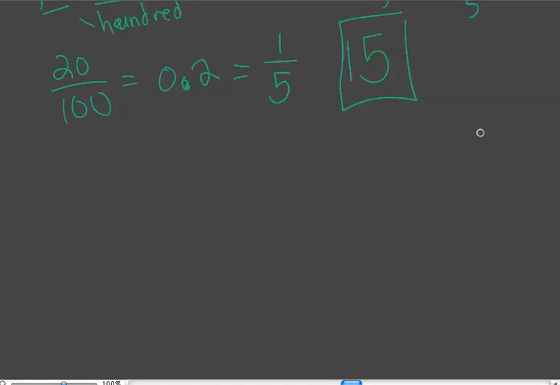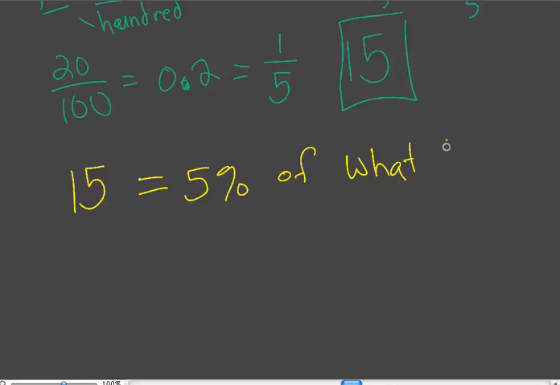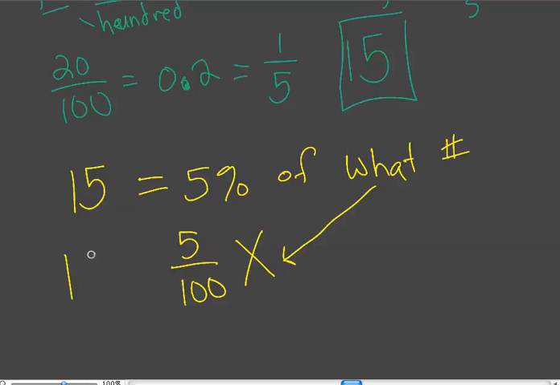So the other part of the question is, okay, well, that 15, right? That 15 is 5% of what number? What number? Okay, so, well, what's 5%? 5%, like we said, is 5 out of 100, right? And we'll just call what number x, right? 15 is equal to 5 1/100ths of x.